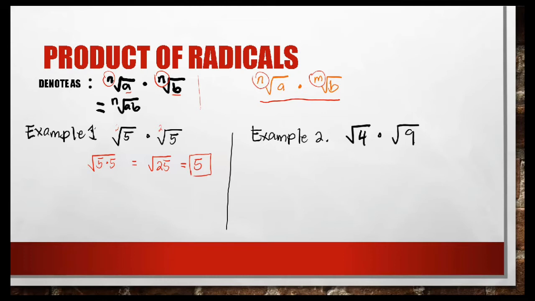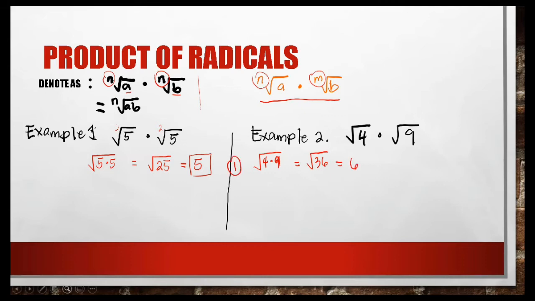In example number 2, we have the square root of 4 times square root of 9. First, let's follow the laws of radical, which is if they have the same index, we can multiply the radicand. Since in example number 2 they have the same index which is 2, we can have the square root and multiply our radicand 4 times 9. And 4 times 9 is equal to square root of 36. As we know that 36 is a perfect square, therefore square root of 36 is equal to 6. So this is the first way.